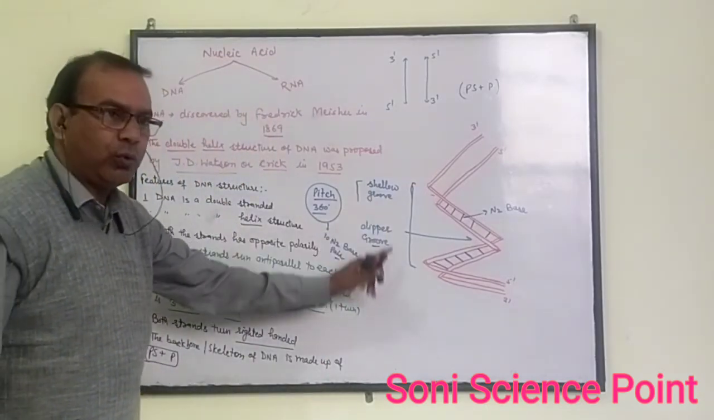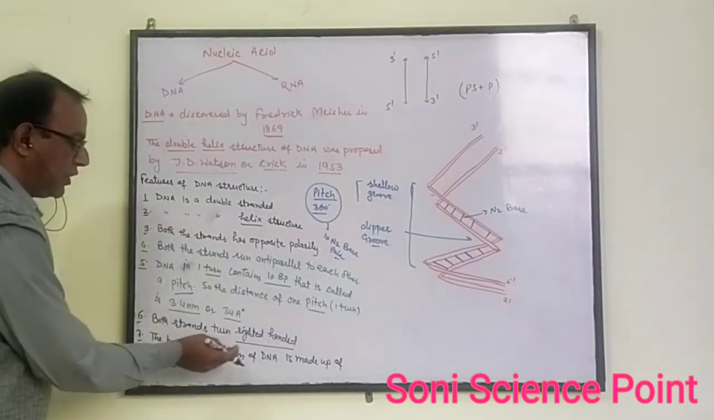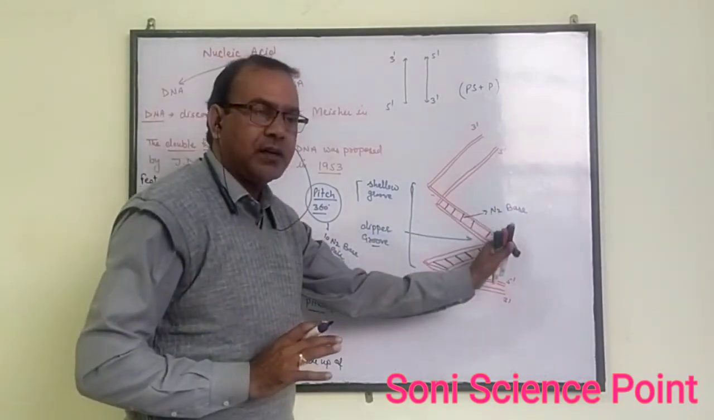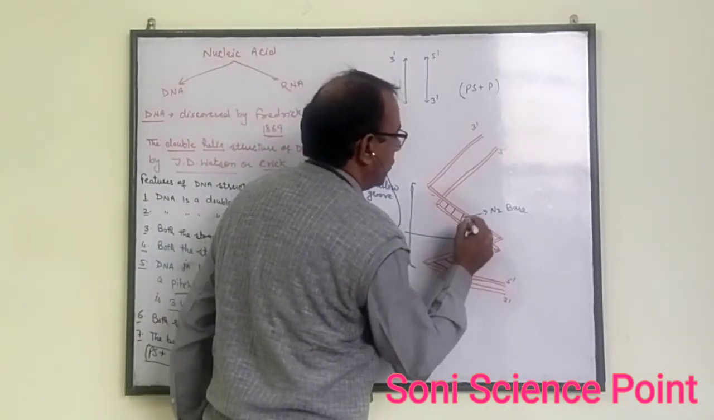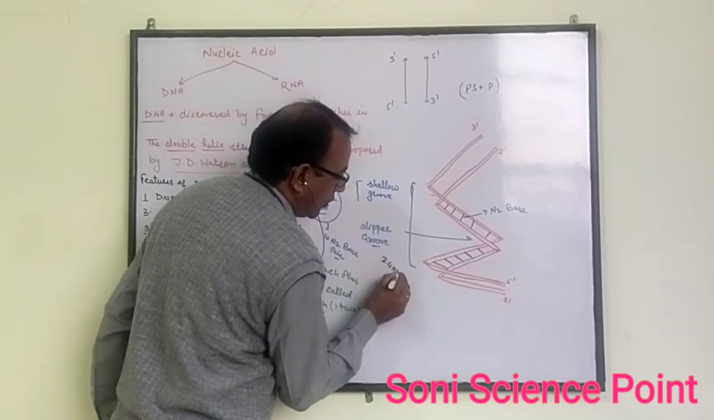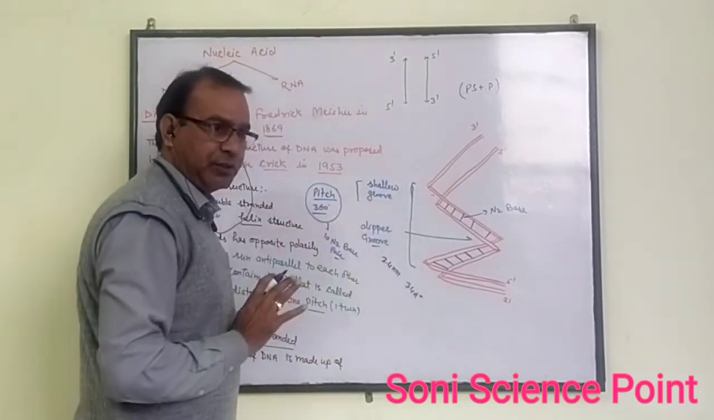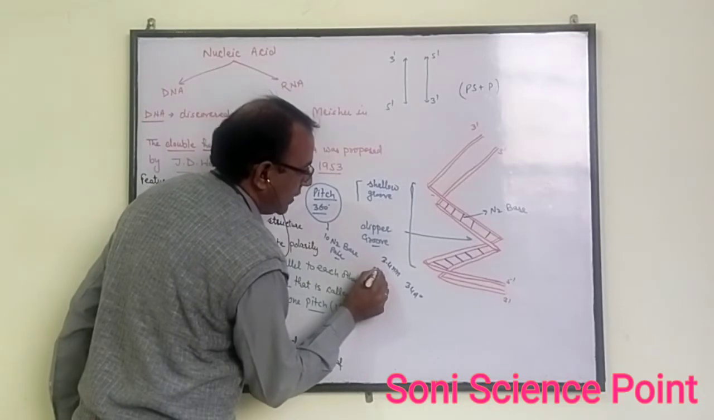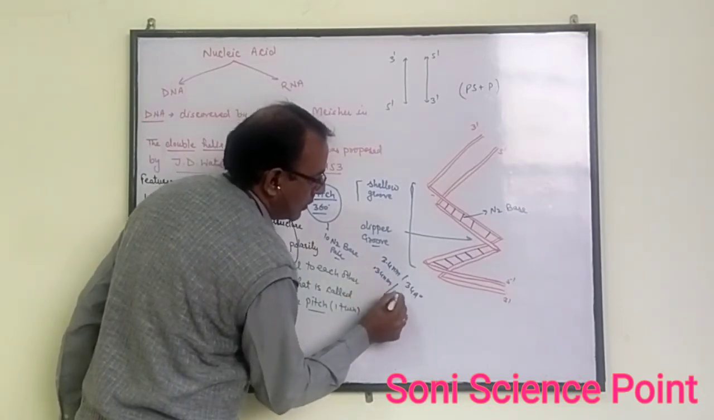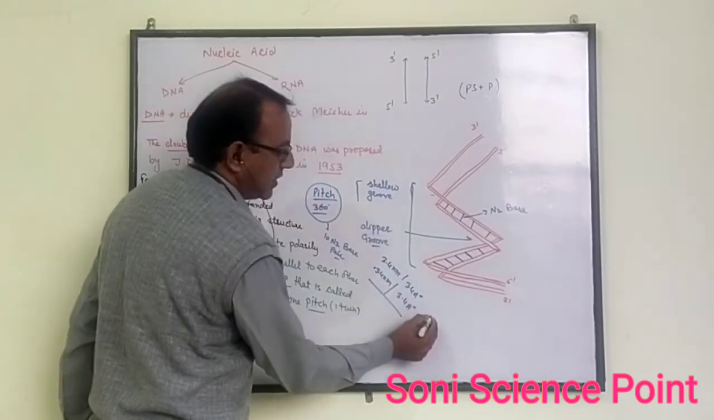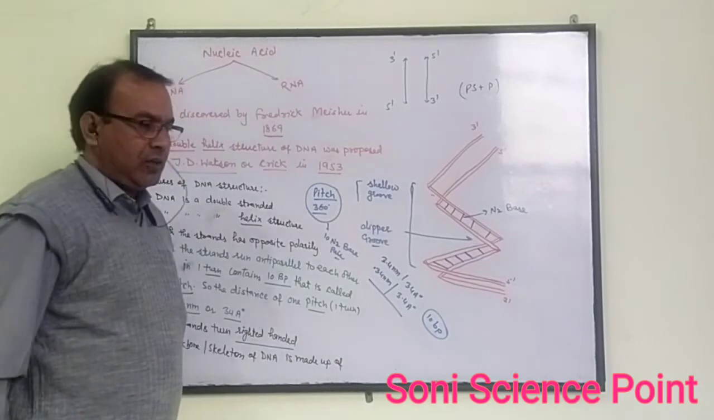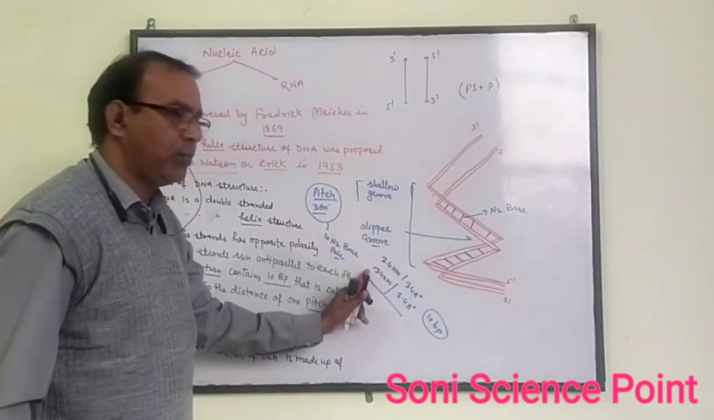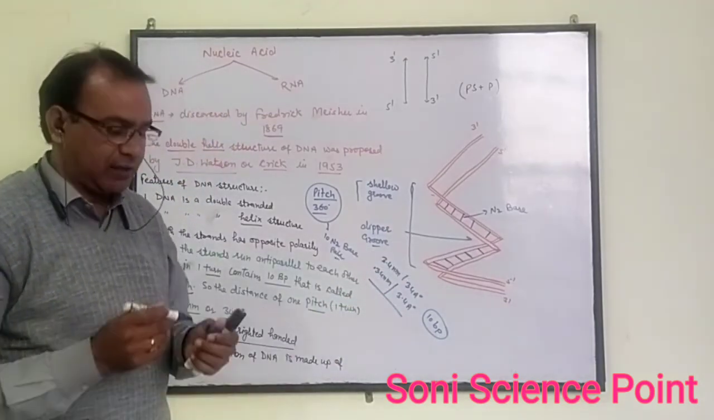The distance from shallow to shallow, deeper to deeper groove, a pitch, is 3.4 nanometer or 34 angstrom. So if it contains 10 base pairs in one pitch of 3.4 nanometer, or 34 angstrom, then the distance between two consecutive base pairs is 0.34 nanometer or 3.4 angstrom, because we divide 3.4 by 10.